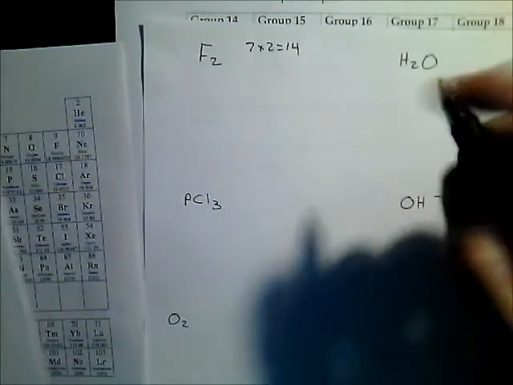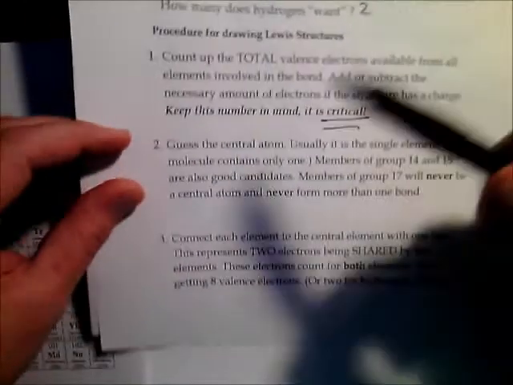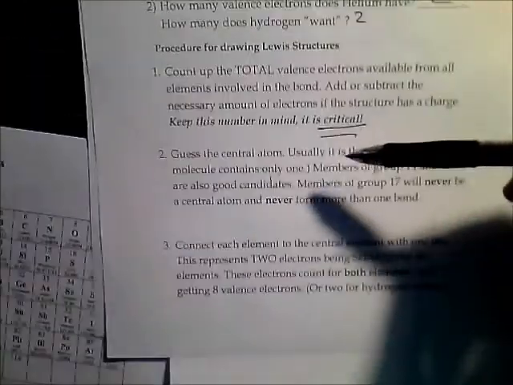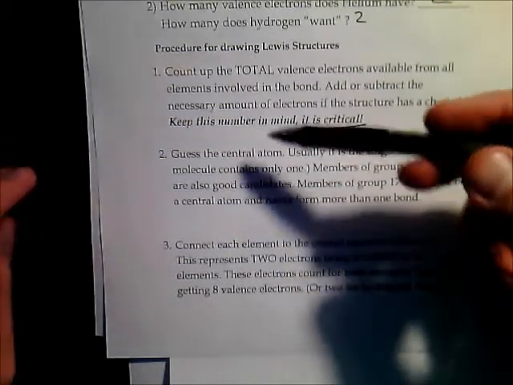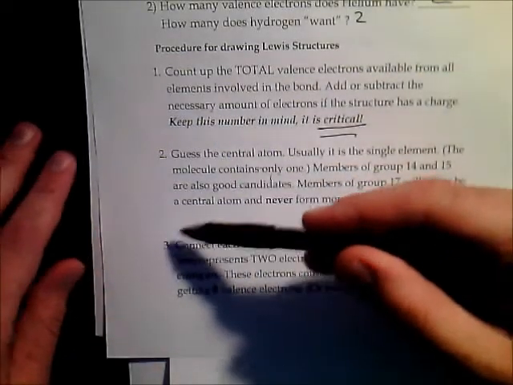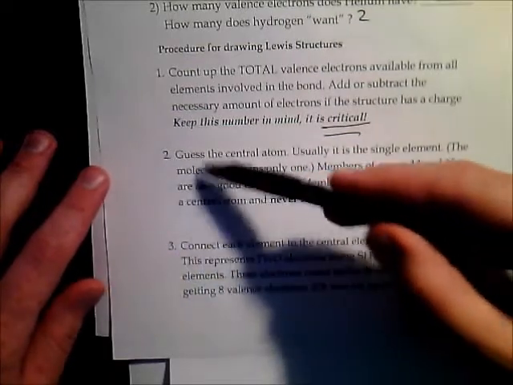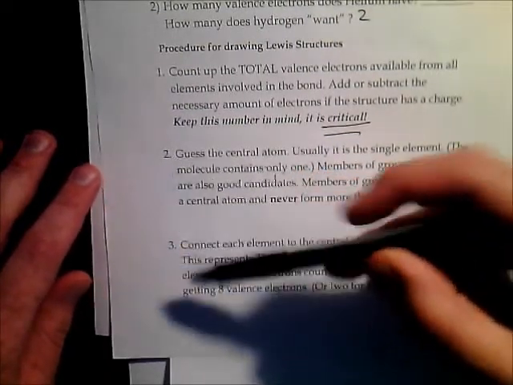So I've done step 1. Got that number. It's super important. Step 2, guess the central atom. Well, this step doesn't apply because there's only 2 atoms. To have a central atom, you need at least 3, so we can skip that for now. Sometimes we'll have to do this, most times, but for this one we can skip it.